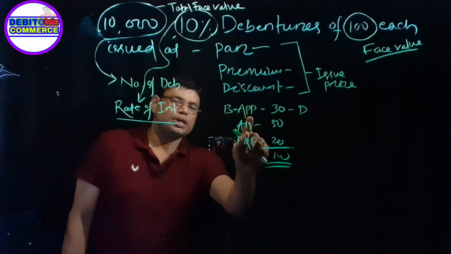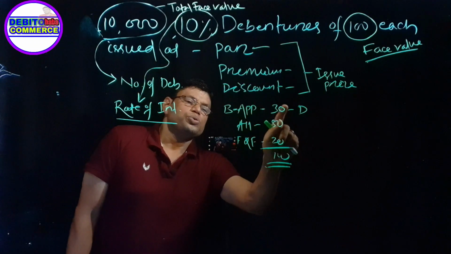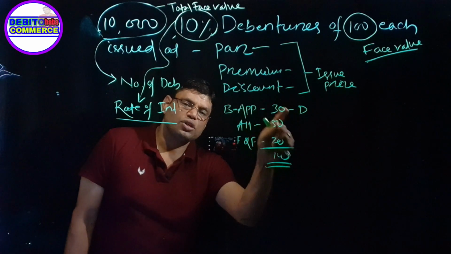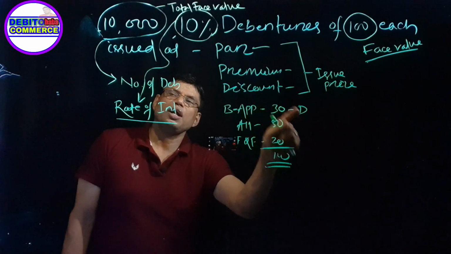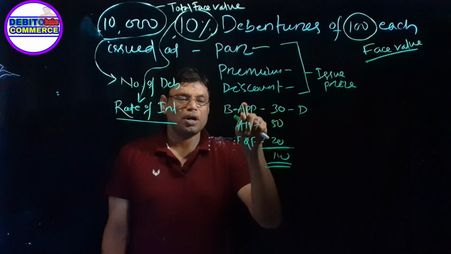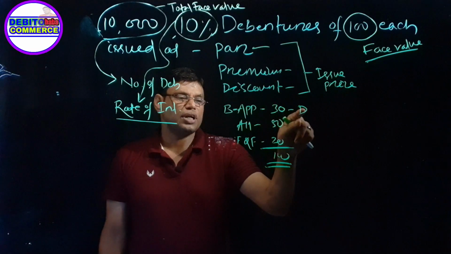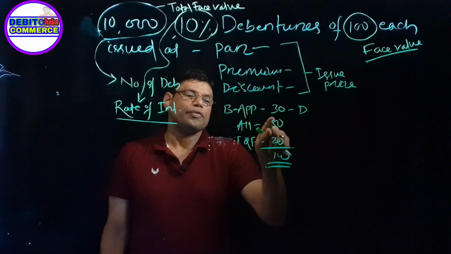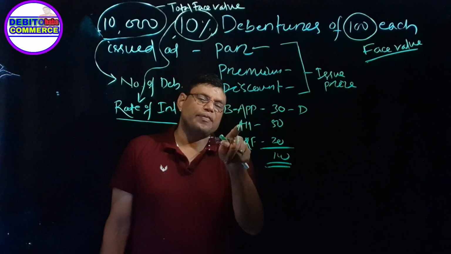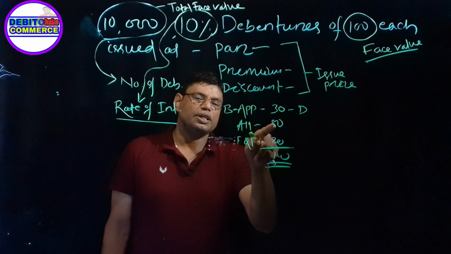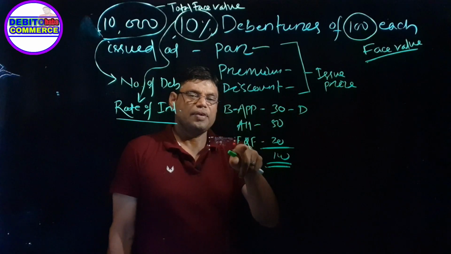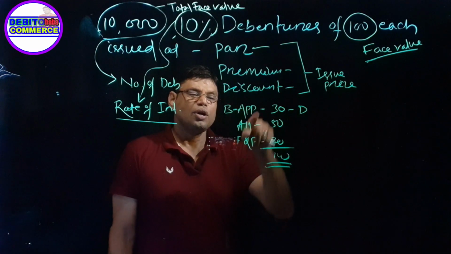Next entry will be application account debited to 10% debentures account, that is 3 lakh, 3 lakh. Next entry will be 10% debentures allotment account debited to 10% debentures account, that is 5 lakh, 5 lakh. Next entry will be bank account debited to 10% debentures allotment account, that is 5 lakh, 5 lakh.